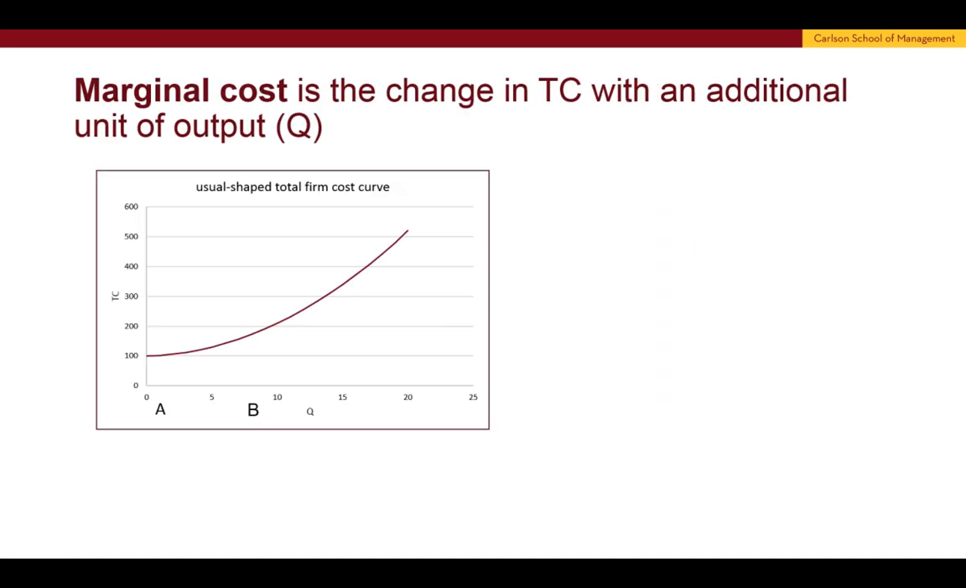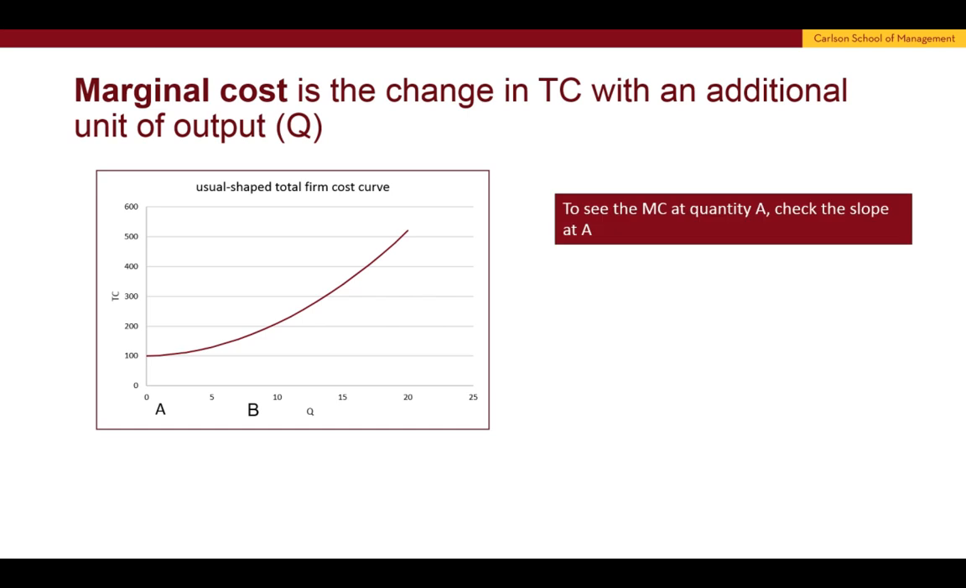Let's introduce a new idea, an idea called marginal cost. Marginal cost is the change in total cost with an additional unit of output. So if we go back to our usual shaped total firm cost curve, let's consider two quantities of output that I've labeled A and B in this picture.